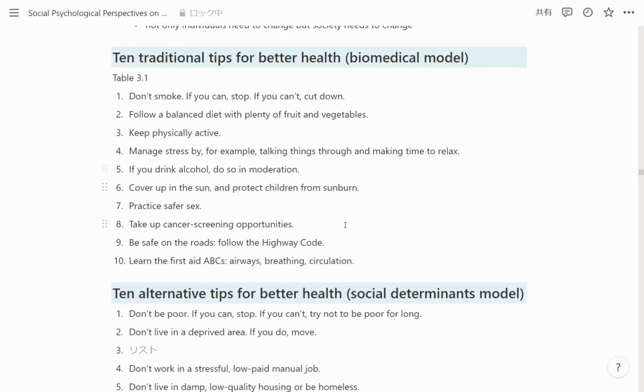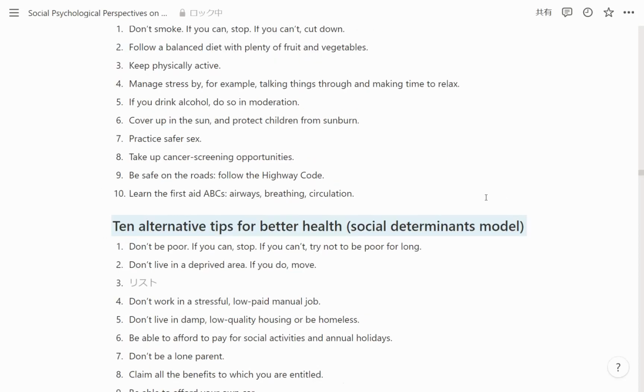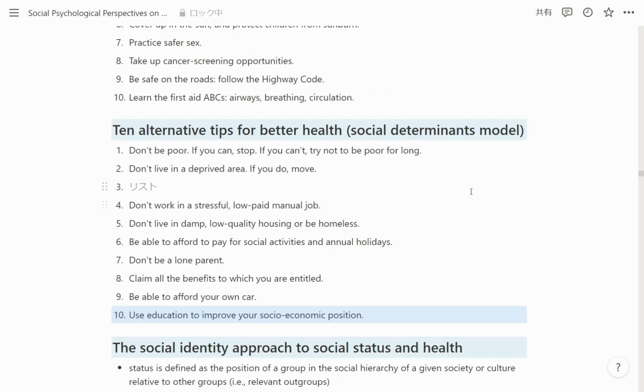I think at the surface, it may not be so apparent, but if you look at what they are talking about, you should notice that the 10 traditional tips don't talk about situations, while the 10 alternative tips actually talk about situations. And then they suggest that when people are in bad situations, they should leave those situations. Okay.